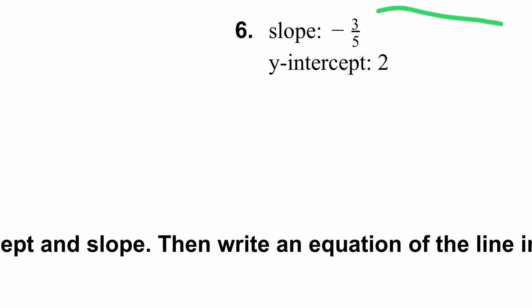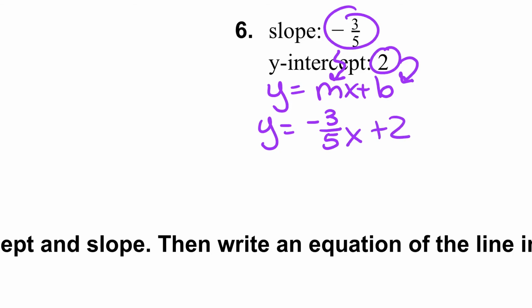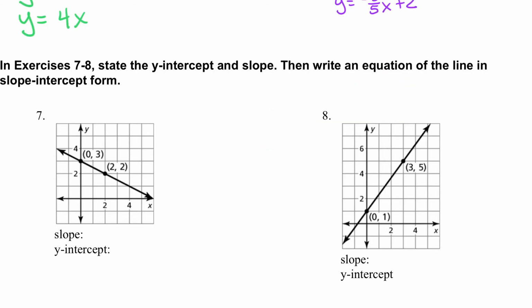Question 6 says the slope is -3/5, and the y-intercept is 2. So we have y is equal to mx plus b. This goes right there. This goes in here. And we are left with y is equal to -3/5x plus 2. In exercises 7 to 8, it says to state the y-intercept and slope. Then write an equation of the line in slope-intercept form.